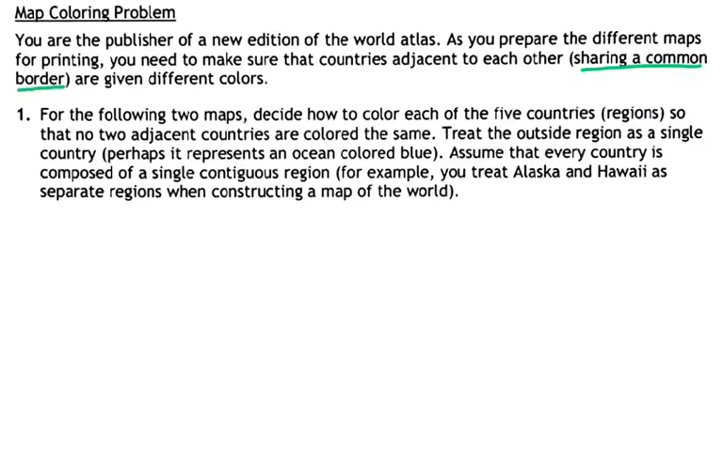For the following two maps, decide how to color each of the 5 countries or regions so that no 2 adjacent countries are colored the same. Treat the outside region as a single country. Perhaps it represents the ocean. Assume that every country is composed of a single contiguous region. For example, islands like Alaska and Hawaii are separate regions when constructing the map of the world.